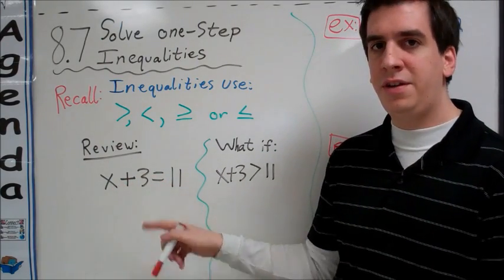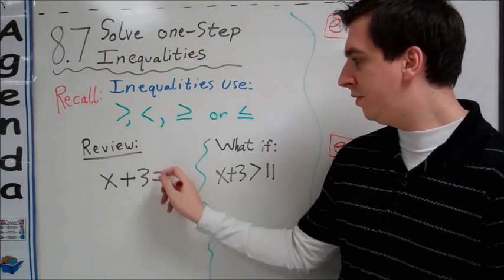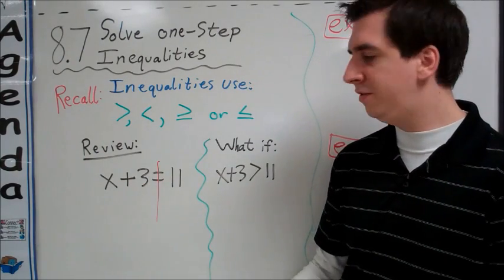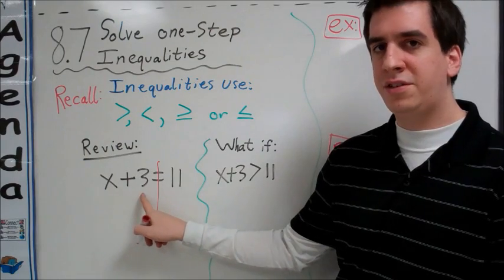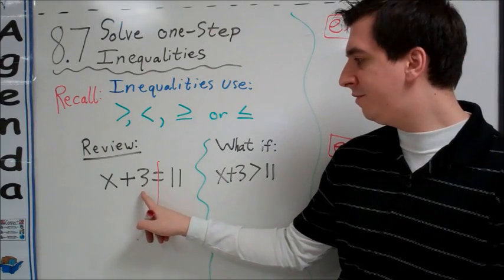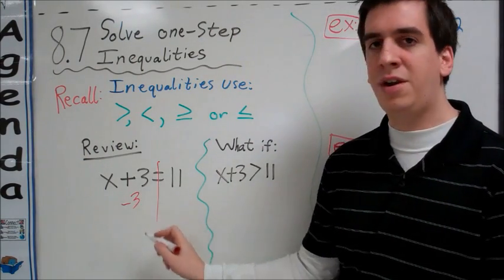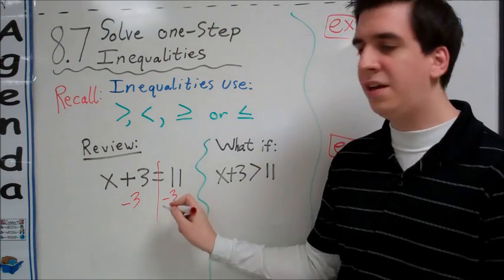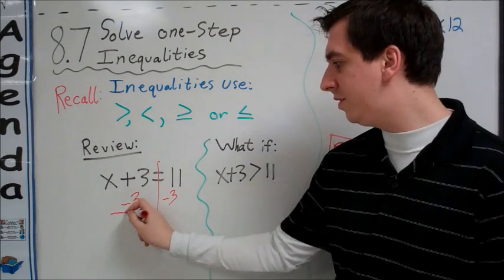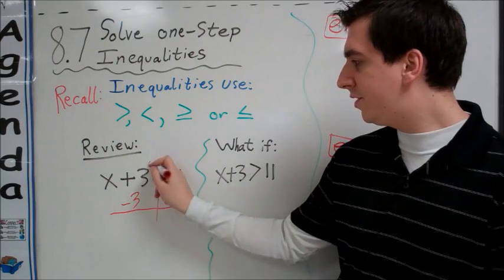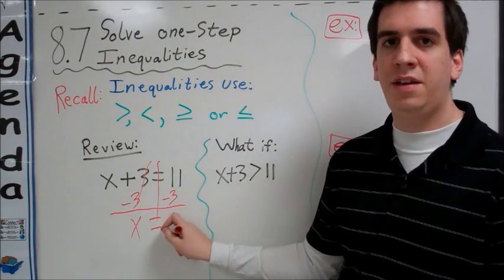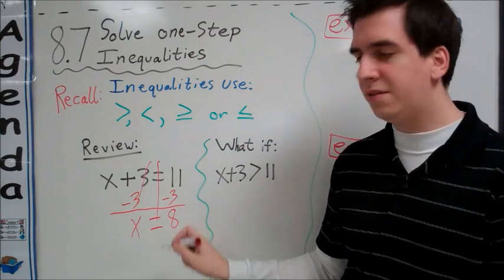x plus 3 equals 11. How would we solve for x? We would say, oh, there's both sides of the equation. Since I'm doing plus 3, the inverse operation of plus 3 would be to subtract 3. And we have to do that on both sides to keep the equation balanced. And then we're just left with x equals 8.